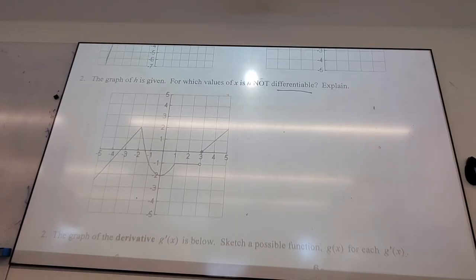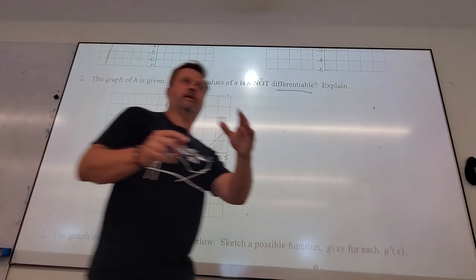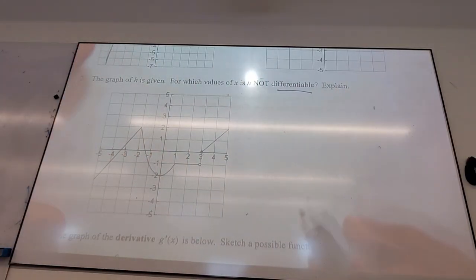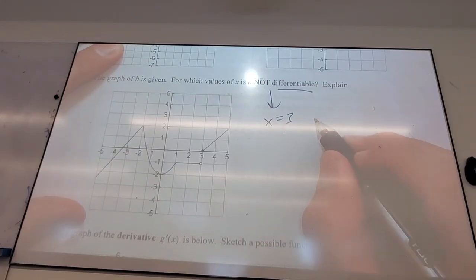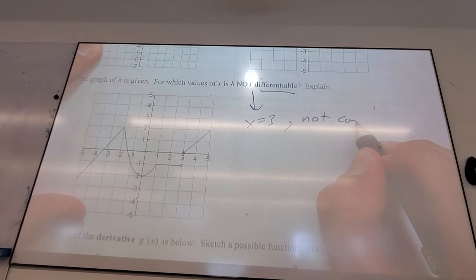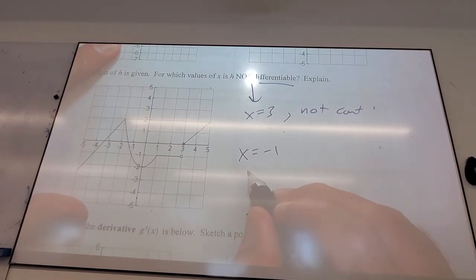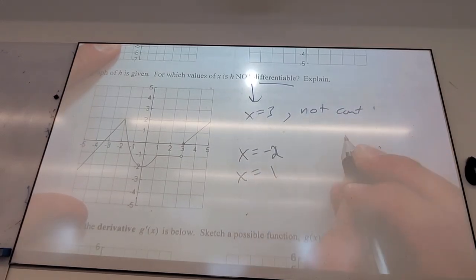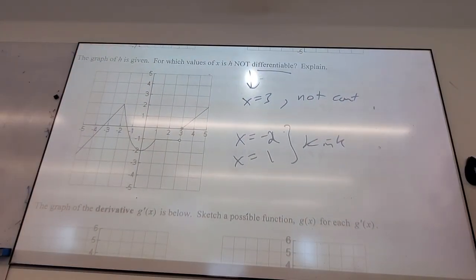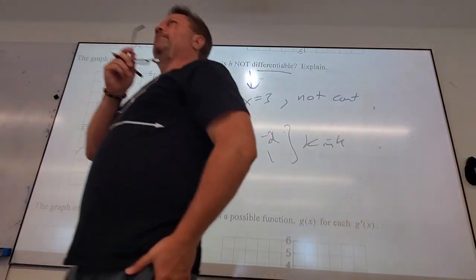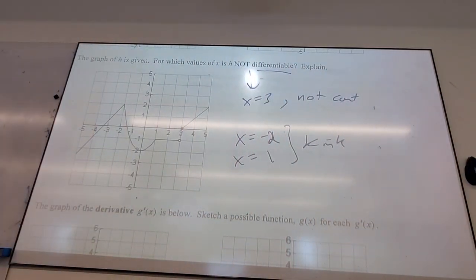But there are 2 other places where this is not differentiable. Yes, -2 and 1. For the same reason, yes? So this is not differentiable at x equals 3 because it's not continuous. And it's not differentiable at -2 and 1 because it's got a kink. So we're not shaming it, we're just pointing out that there is an instantaneous change, and that's a non-differentiable thing.